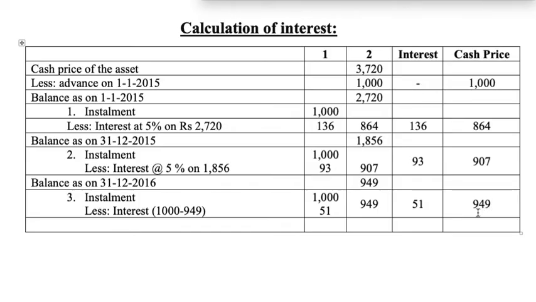Fine. Now if we calculate, what is left? Nothing is left here. Now if you see the total interest that we have paid here is 136, 93 and 51, total 280, and the cash price here, in total, is 3720 rupees. So this is what we have to do when we are calculating interest.